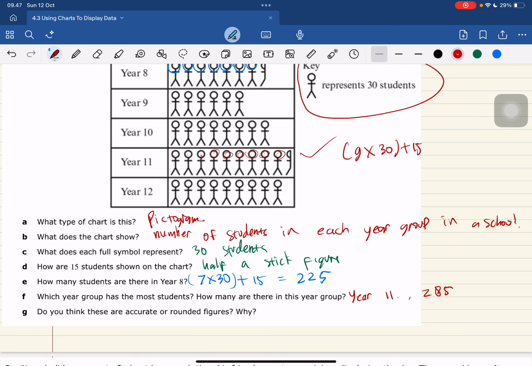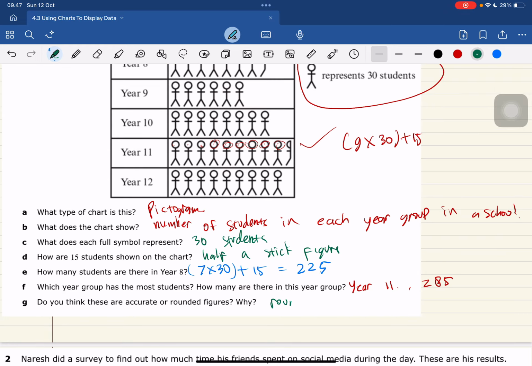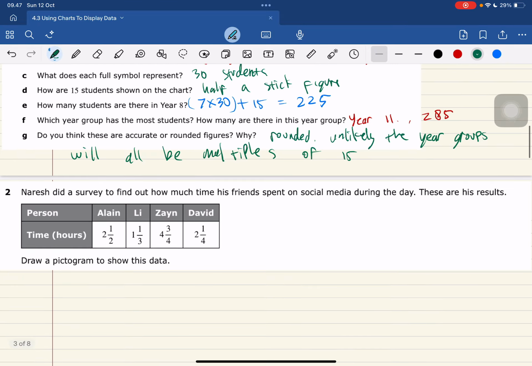Do you think these are accurate or rounded figures? Why? I believe these are rounded. Why? Because it is unlikely the year groups will all be multiples of 15. It could be multiples of 10, like 20 students. So these are rounded, I think.